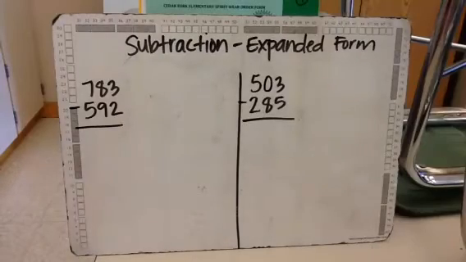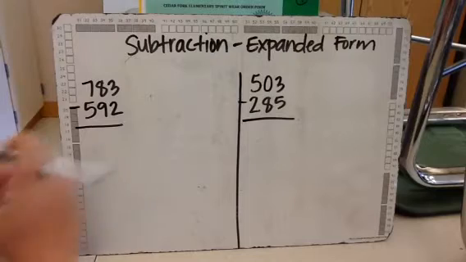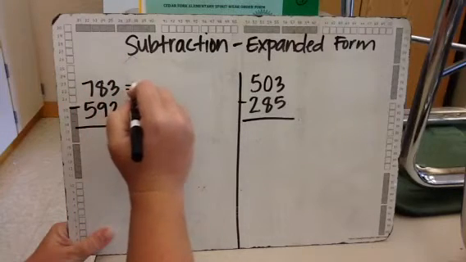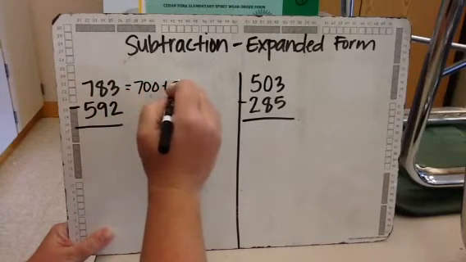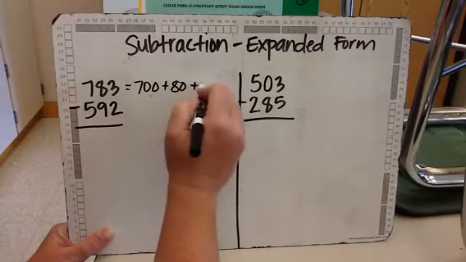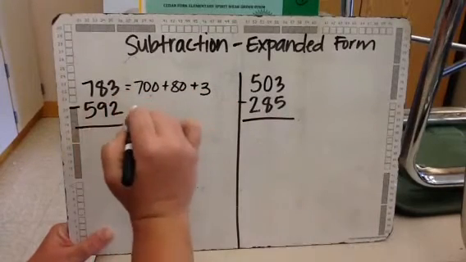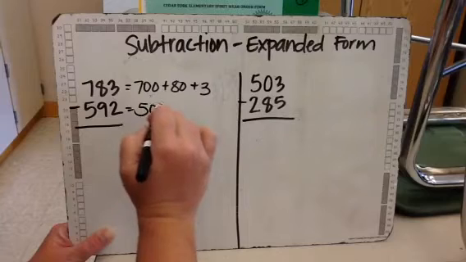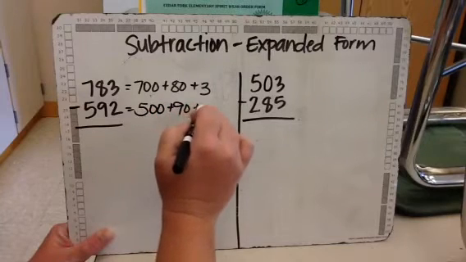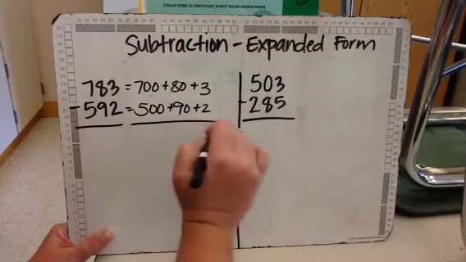In this video, I'm going to be using the expanded form strategy to solve subtraction. So with expanded form, the first thing you do is put the numbers into expanded form. So 783 is 700 plus 80 plus 3. And 592 is 500 plus 90 plus 2.